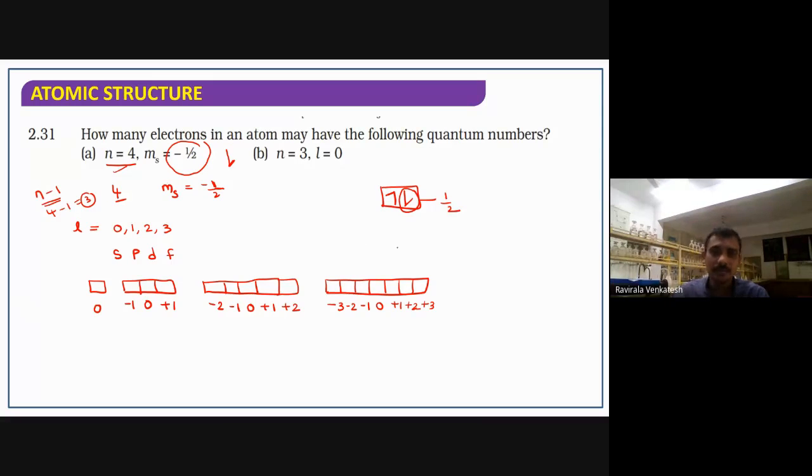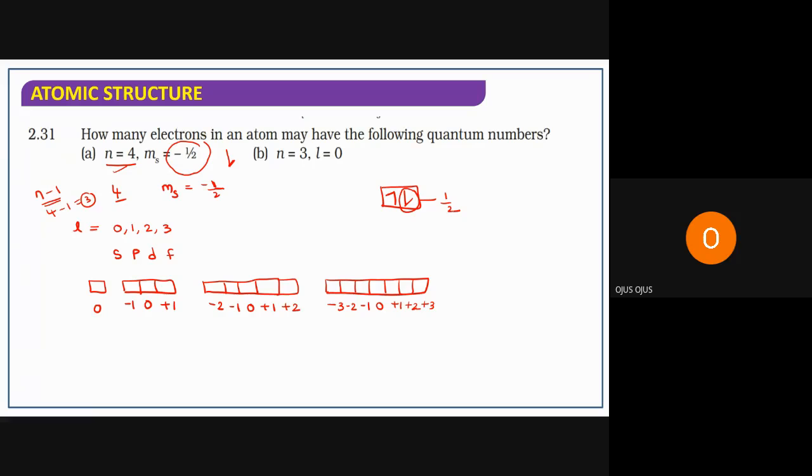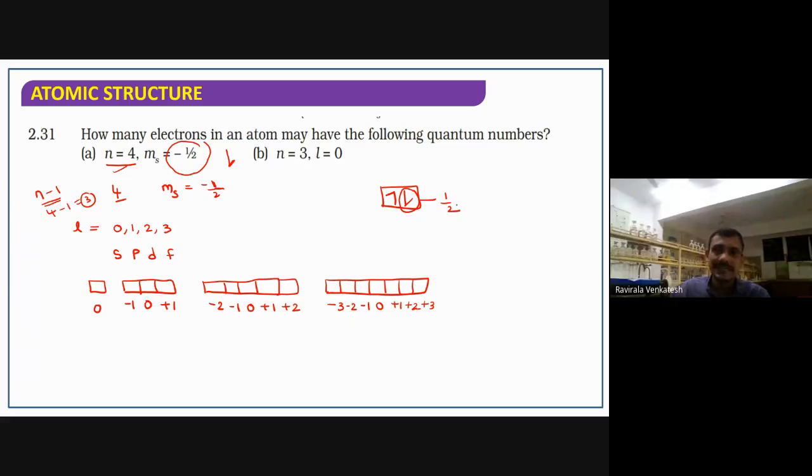Now how many minus half can we put in one orbital? Only one. In s also we can put only one. In one orbital we can put one plus half and one minus half only. Understood? So in any orbital we can put one minus half. Each orbital can have one plus half and one minus half.